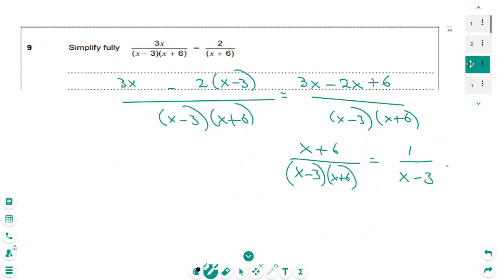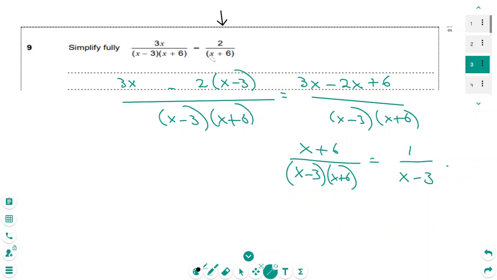The second question I have on the screen is on algebraic fractions, simplifying algebraic fractions, especially combining them into one single fraction. And here I have a subtraction of two fractions. I have 3x over (x minus 3) times (x plus 6) minus 2 over (x plus 6). To subtract fractions, we need to make sure both of the fractions have the same denominator. And if you see the second fraction, the denominator is not the same as the first fraction.